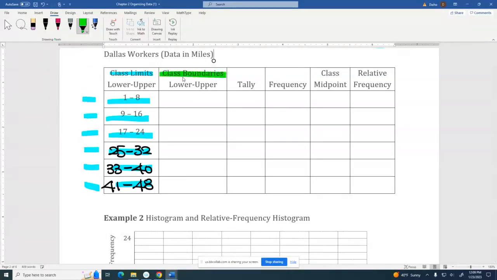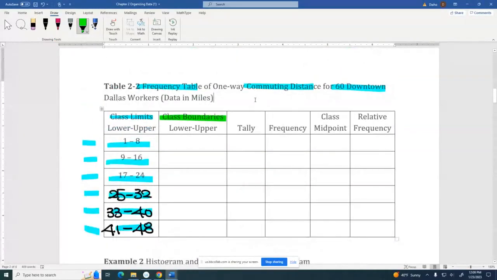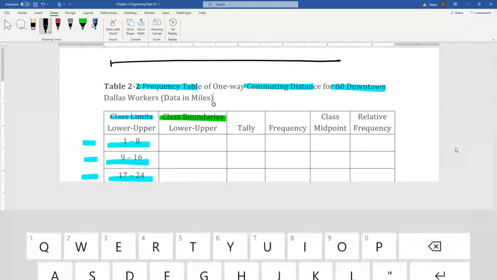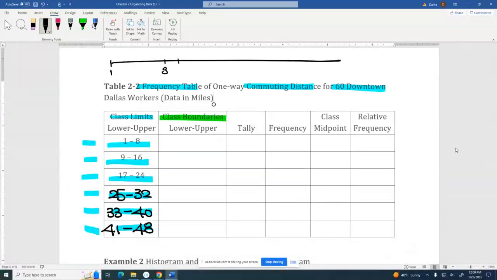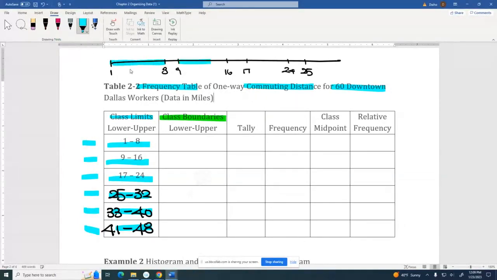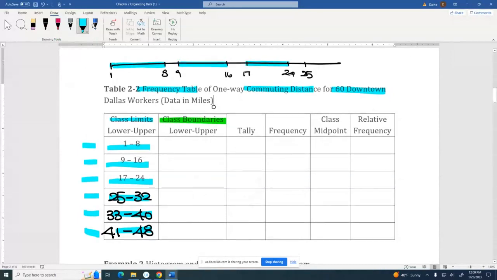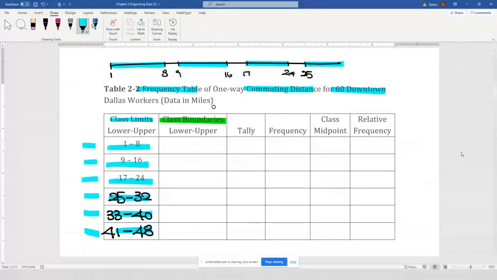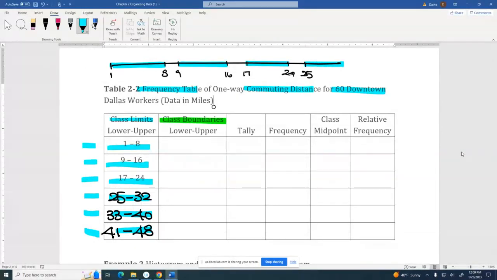The next one is the class boundaries. Let me see. On the top, let me put the class limits: 1 to 8, 9 to 16, 17 to 24, and the next one from 25. Let me take the blue highlighted. Yep, it's 1 to 8, 9 to 16, 17 to 24, and from 25. That was the class limits.